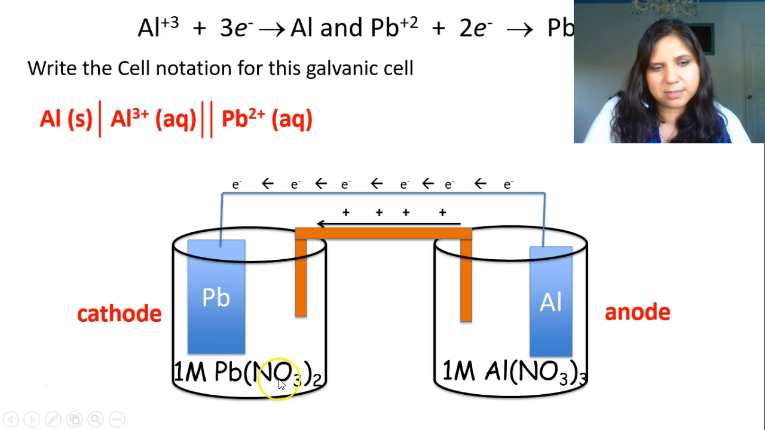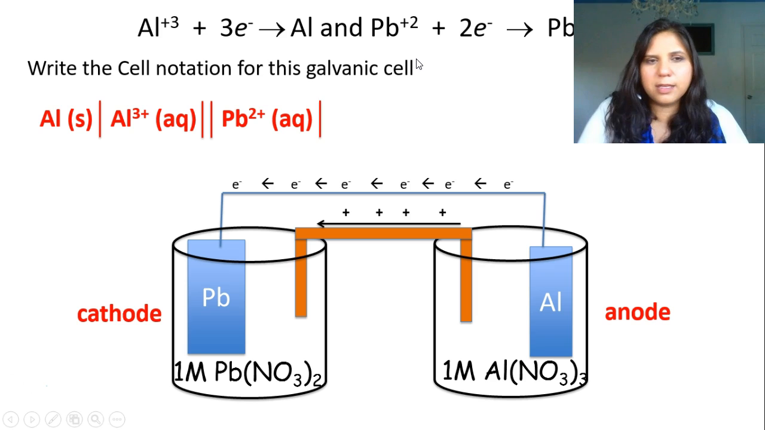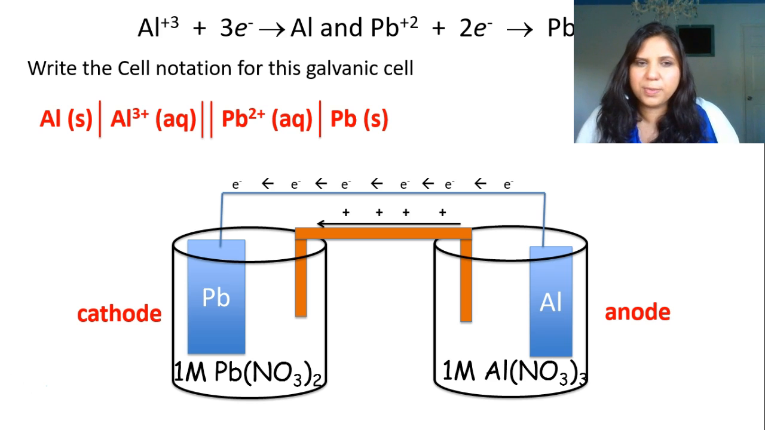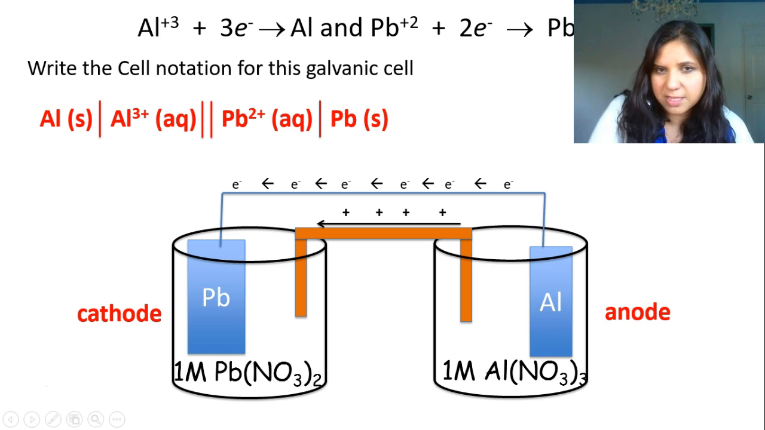It's lead 2+, so I needed 2 nitrates, so I can look up here, that's lead 2+. And then the single line, and then lead solid. All right, that's it. Hope cell notation wasn't too bad. We'll do some calculations on this next time.